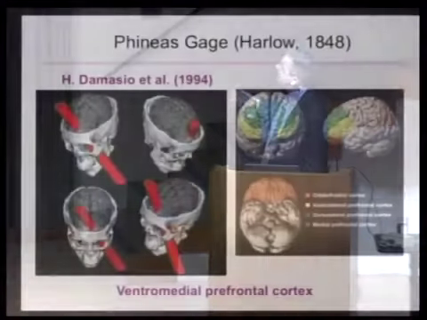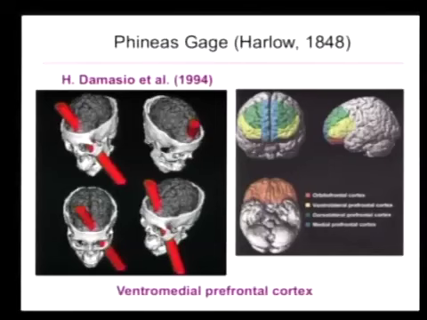Previous to his injury, he possessed a well-balanced mind and was well regarded by those who knew him, but afterwards his friends and acquaintances said he was no longer Gage. Okay, so that's the first observation, that having damage to your brain appears to impact on your personality and behavior, but also hidden in there you can see it seems to be impacting on his ability to make decisions.